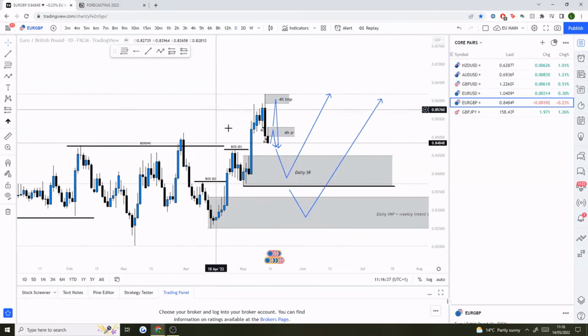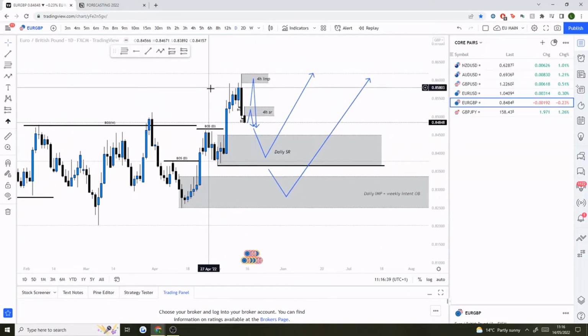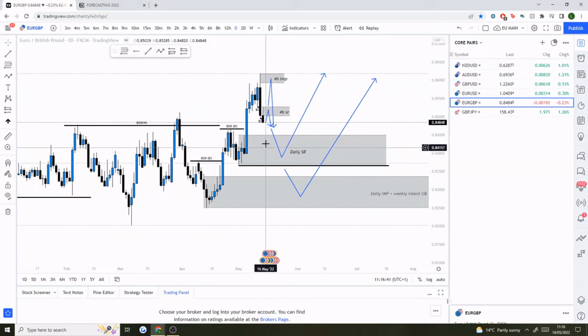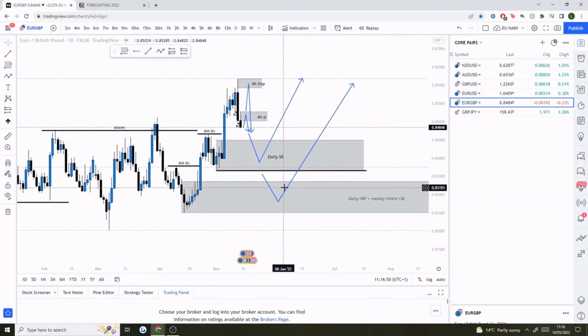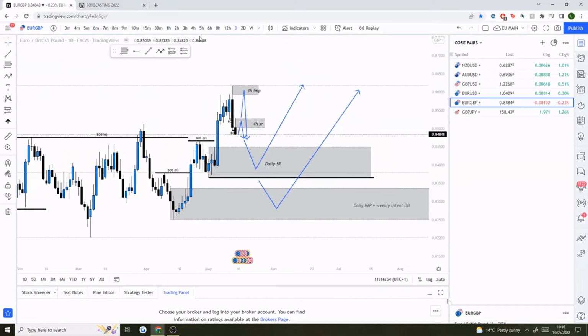So for me on EG this week, the main things that I'm interested in is price coming into the SR, and then we can look to buy from there following the 1 hour or the 4 hour. Failing that, I'll expect price to buy out of this area following either the 1 hour or the 4 hour.